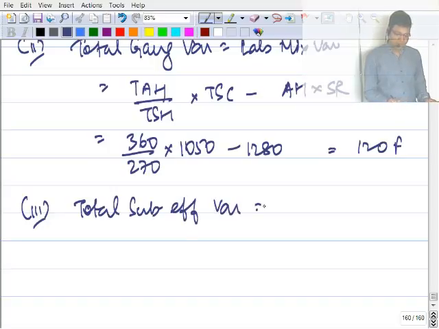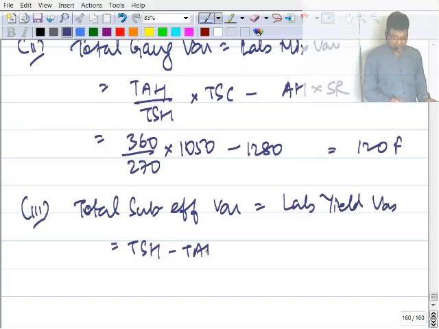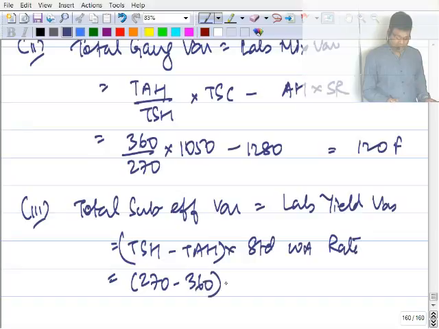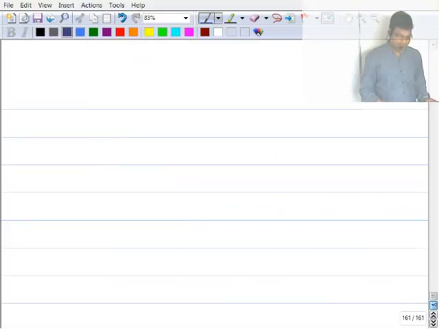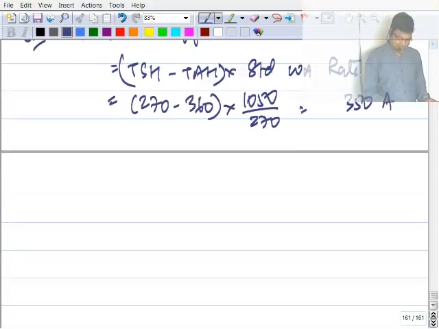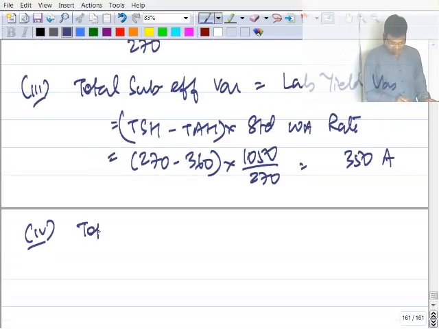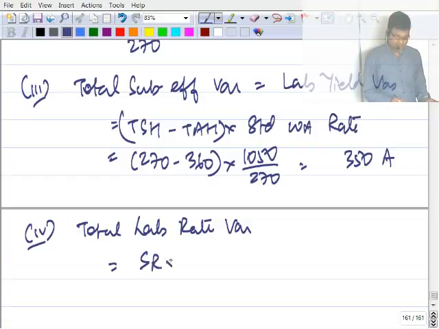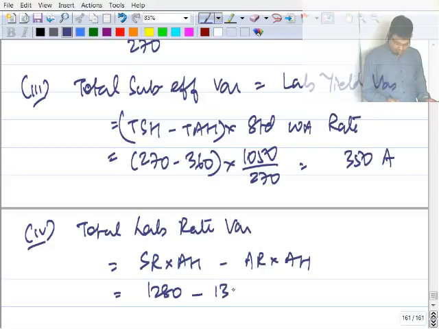The third one, total sub efficiency variance. Sub efficiency variance is basically labor yield variance. Labor yield variance is total standard hours minus total actual hours into standard weighted average rate. So total standard hours is 270 minus 360, into 1050 divided by 270, which is equal to 350 adverse. And then another calculation, number 4, total labor rate variance. Total labor rate variance is equal to standard rate into actual hours minus actual rate into actual hours. Standard rate into actual hours is 1280 minus 1320.